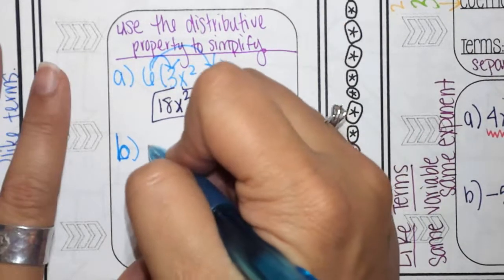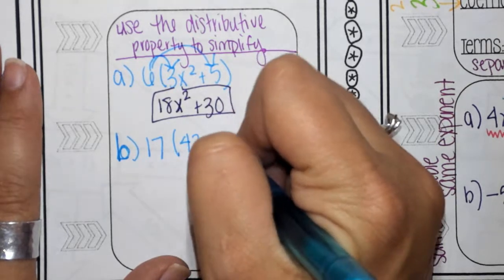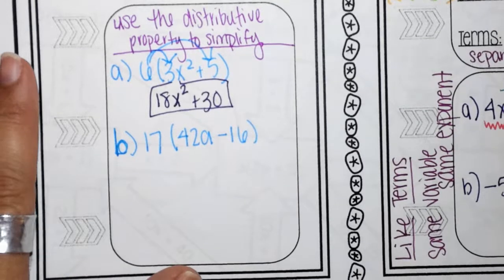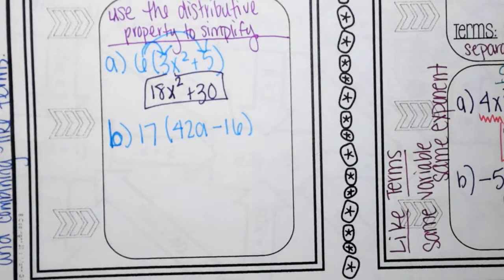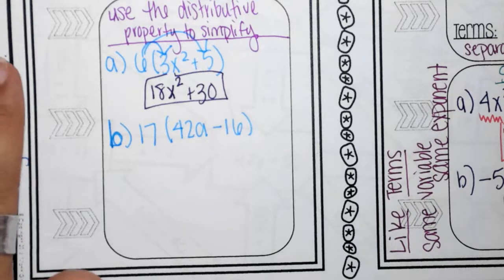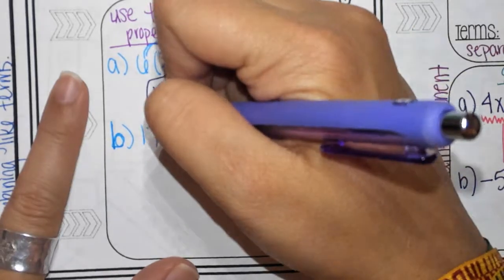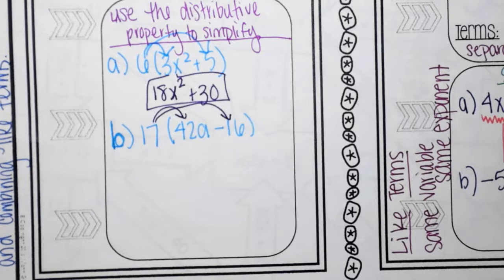Alright, so I would like us to do 17 times 42A minus 16. I don't know why I picked big numbers. I just want to prove to you that it's okay if we get a large number and we should not be afraid of those. Oh, I'm about to throw a fraction in there too, so that'll really blow your minds. Now, do we have any like terms that we can combine? No, so we distribute. What is 17 times 42A?